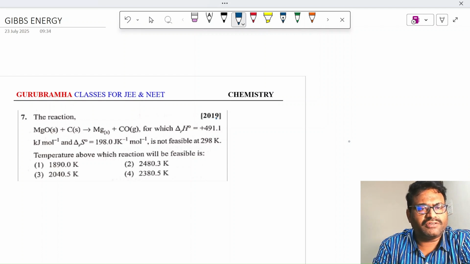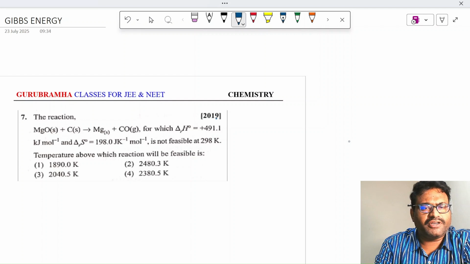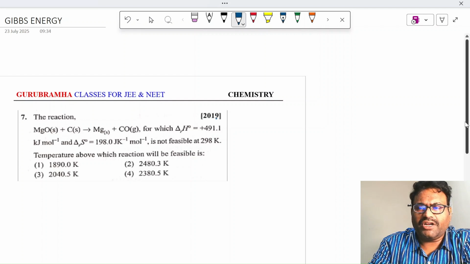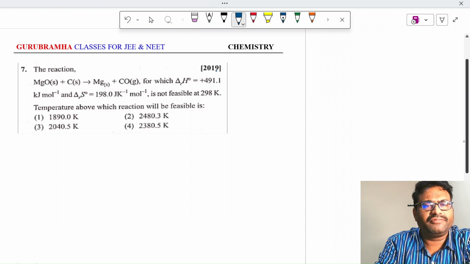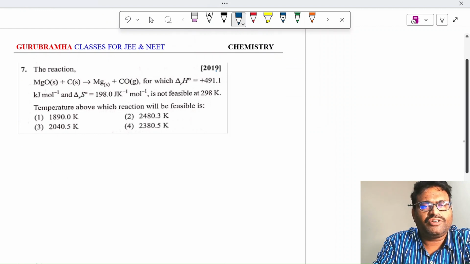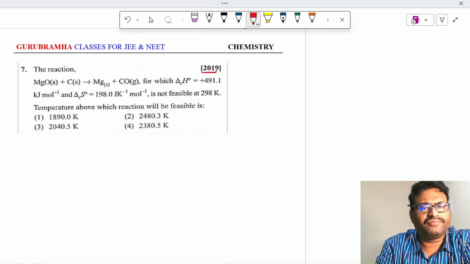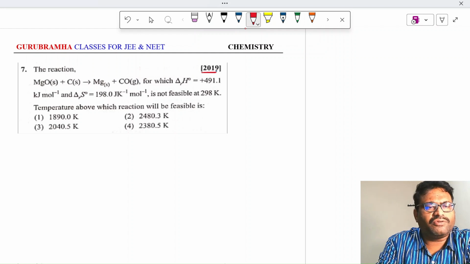Today's topic is Gibbs energy from the chapter thermodynamics. In this Gibbs energy we are discussing a PYQ of JEE Main. Here is the question which is given in 2019. So what is the question?